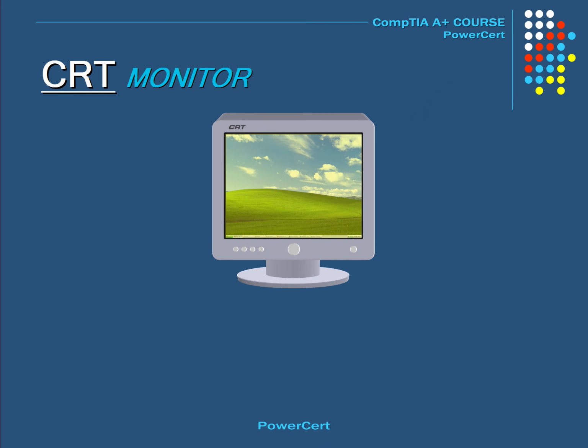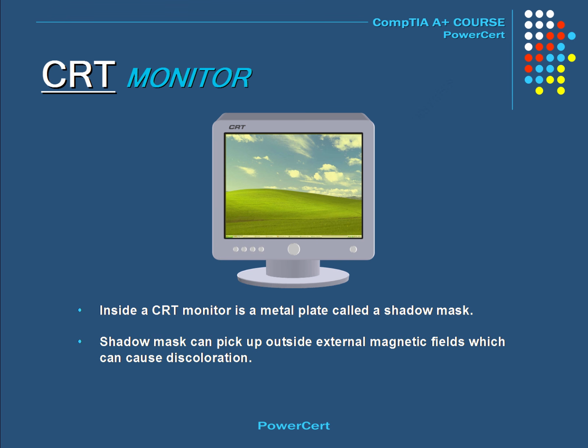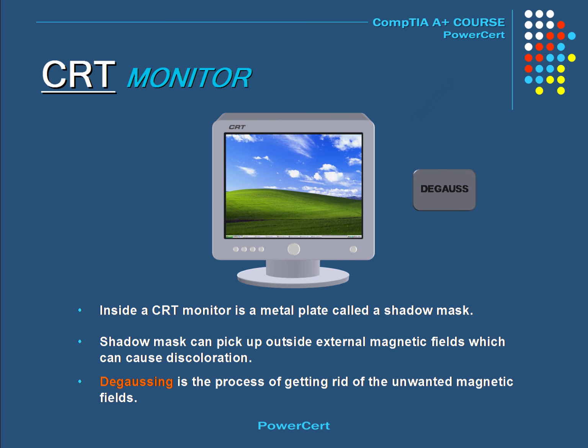Inside CRT monitors is a metal plate called a shadow mask. And this metal plate can pick up outside external magnetic fields, which can cause discoloration on the screen. And because of this, CRT monitors need to be degaussed. Degaussing is the process of getting rid of the unwanted magnetic fields. Most CRTs do an automatic degauss when the monitor is turned on, or the monitor may have a button that you can manually press to do a degauss.